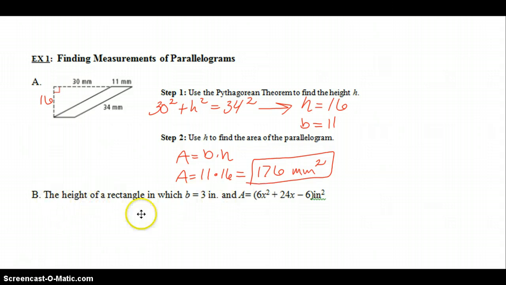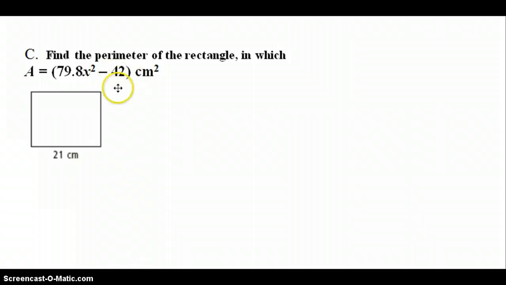Alright, we're actually going to skip past part B of example 1 because we're going to do something very similar to this in part C. So let's go ahead and jump to part C of example 1. We'll come back and take a look at part B later on in class, but for the video, let's look only at part C. We are to find the perimeter of this rectangle.